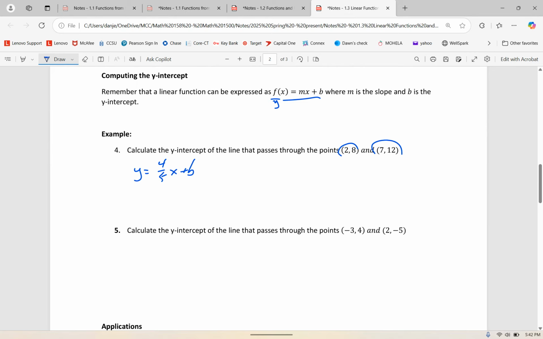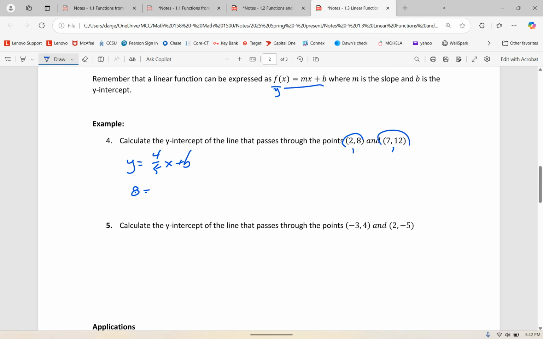Then what I'm going to need to do is take one of these 2 points and plug them in for x and y. I'm going to use the 2 and 8. Y is 8 when x is 2. So we have 8 equals 8/5 plus b. Now we need to subtract 8/5 from both sides to solve for b.